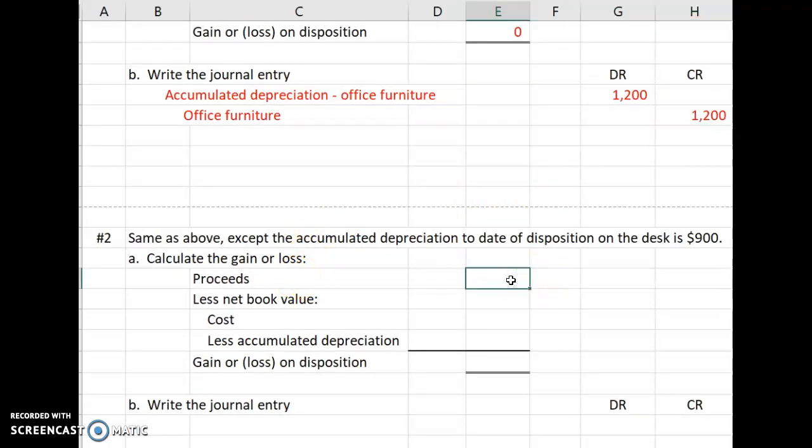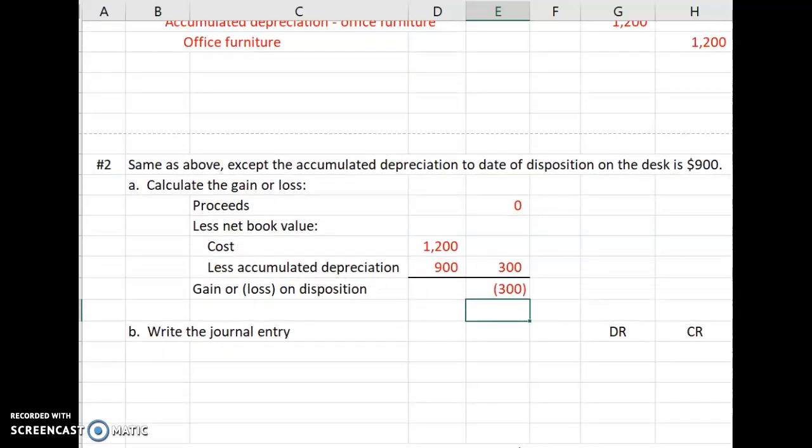Proceeds. We took it to the dump. We didn't get paid anything. Our proceeds are 0. The cost of the asset is $1,200. The accumulated depreciation to date of disposition is $900. $1,200 of cost minus $900 of accumulated depreciation equals $300 of net book value. 0 minus 300 equals a $300 loss on this disposition.